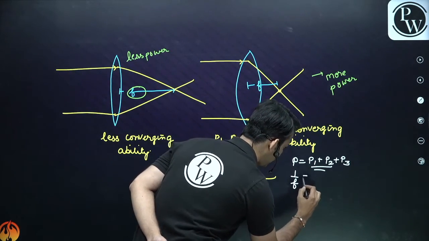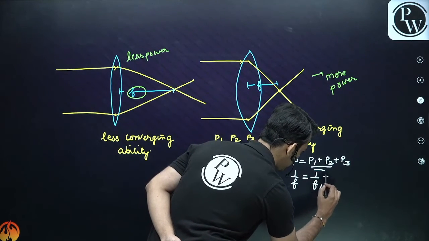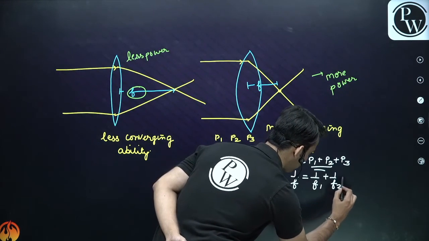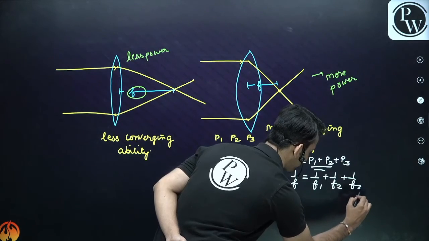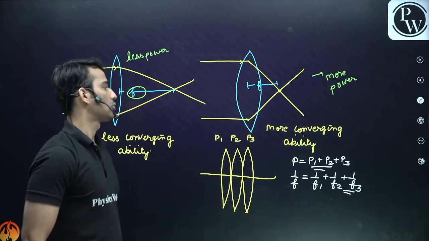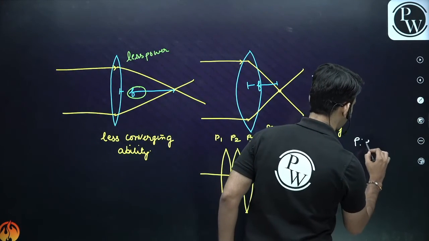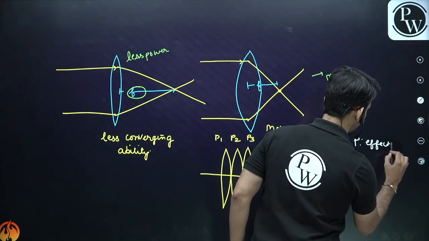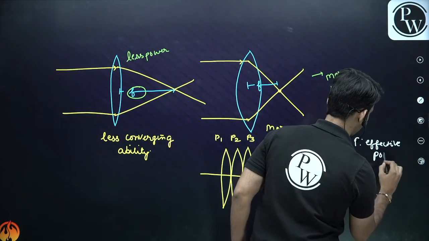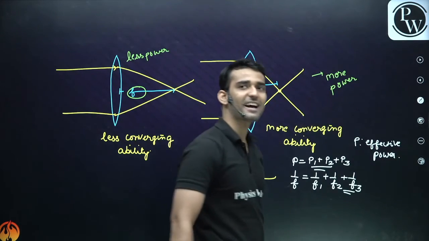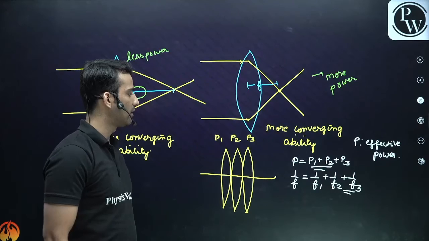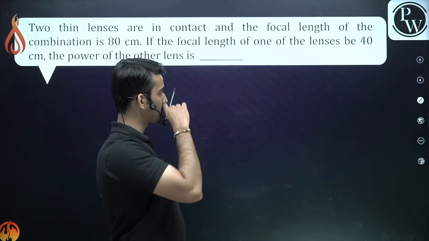Or P is 1 by F. So what will be the effective focal length? 1 by F is 1 by F1 plus 1 by F2 plus 1 by F3. Okay. So this is how you find the effective power, where P is the effective power. Is it clear, guys? Yes, are you getting it? Okay. Let's try a question.